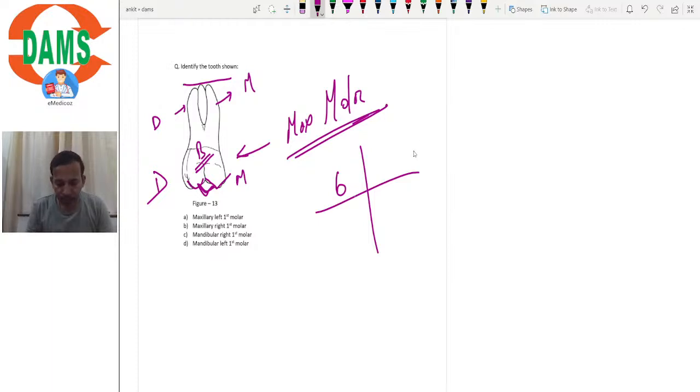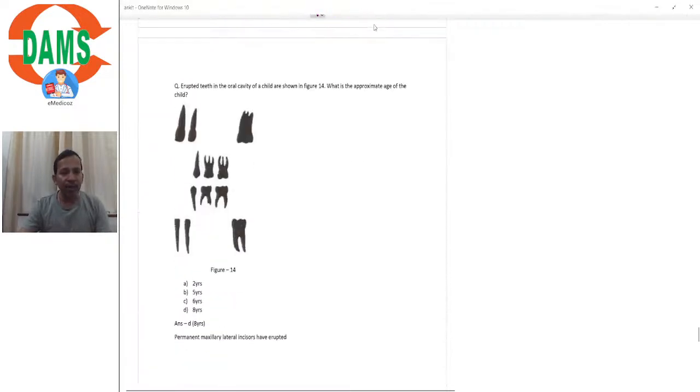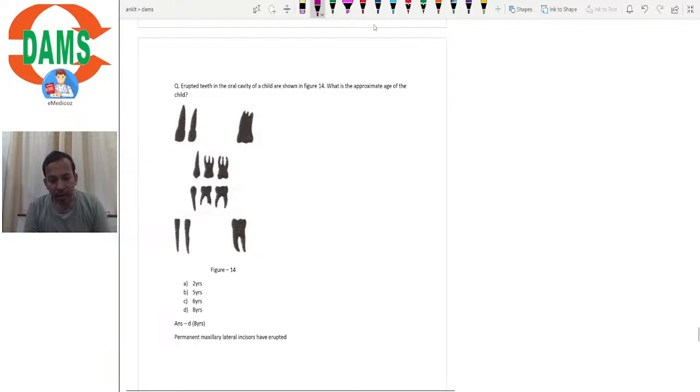Is it clear? Option B, upper right first molar. So let's go to the next question, and this is the last question. Erupted teeth in the oral cavity of a child are shown in figure 14. What is the approximate age of the child?